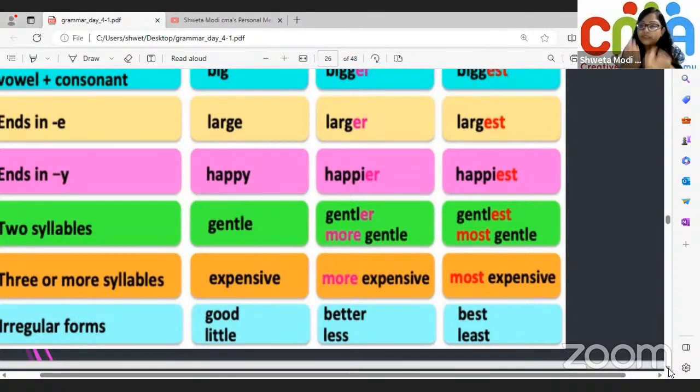Now, if it is more than two syllables, then we will not use ER and EST, but we will use more and most. For two syllables, sometimes we use ER and sometimes more. So gentler is also correct, and more gentle is also correct. So there will be a little confusion for two syllable words. Sometimes it is ER, sometimes more and most, or maybe both. But if it is one syllable, it will always be ER. And if it is three syllables or more, it will always be more and most. And for irregular forms, the spelling will be changed.